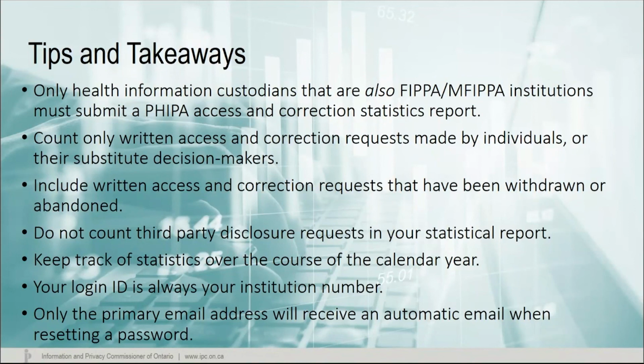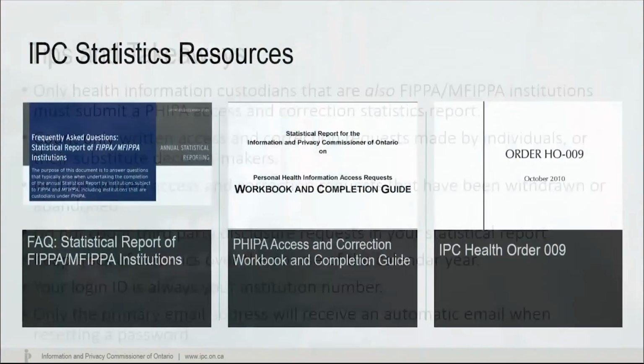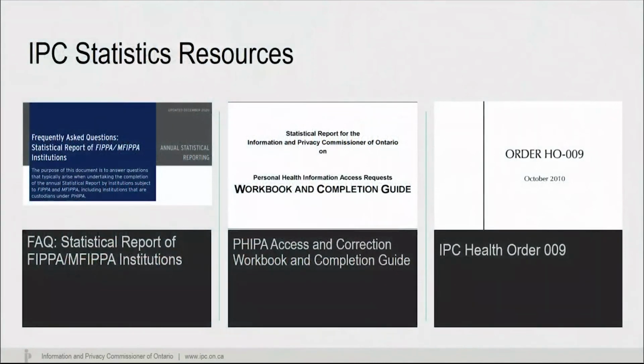But in any event, your login ID is always your institution number, so there are a few tips here for administrative purposes. Always remember your login ID is your institution number. You can always retrieve and reset passwords by way of the primary email address, so make sure that it's current, up-to-date, and accurate. That way you can reset the password, get the login ID, which is the institution number, and then log on.